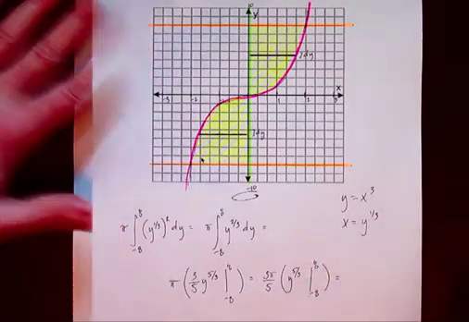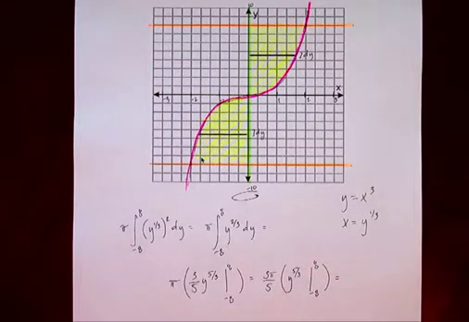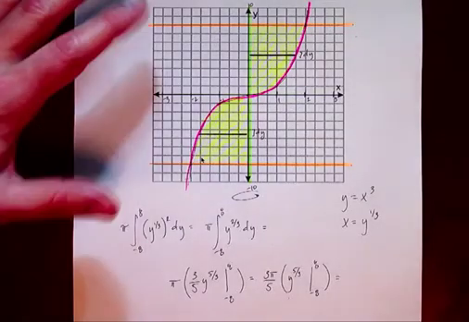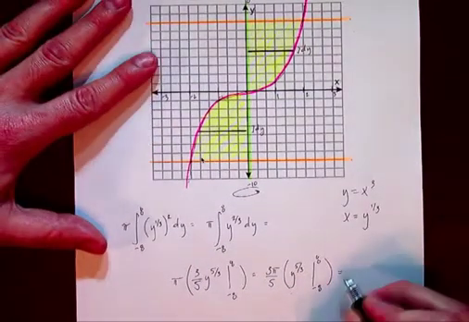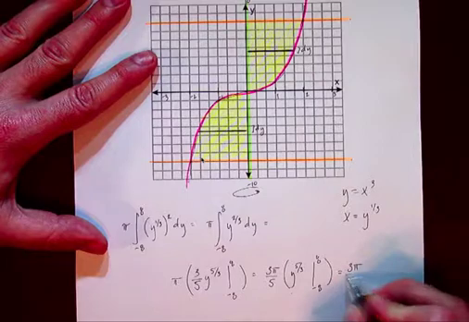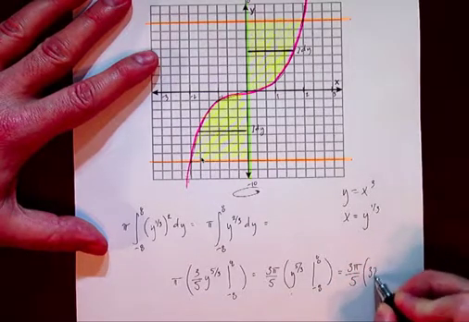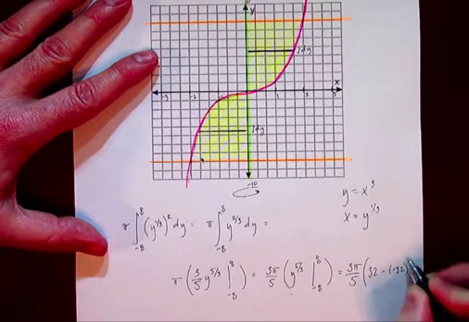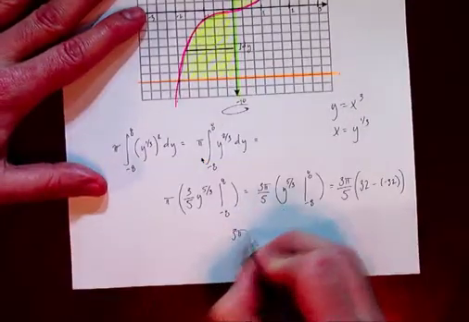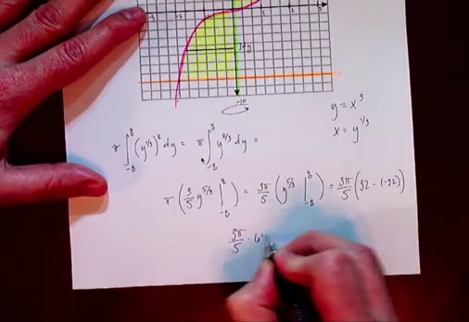Well, that's actually not going to be too bad, because when I plug in 8, or -8, I'm being asked to take the cube root and then raise it to the 5th. Well, the cube root of 8 is 2. The cube root of -8 is -2. 2 to the 5th is 32. -2 to the 5th is -32. So what I have here is 3 pi over 5 of 32 minus a -32, or 3 pi over 5 times 64.